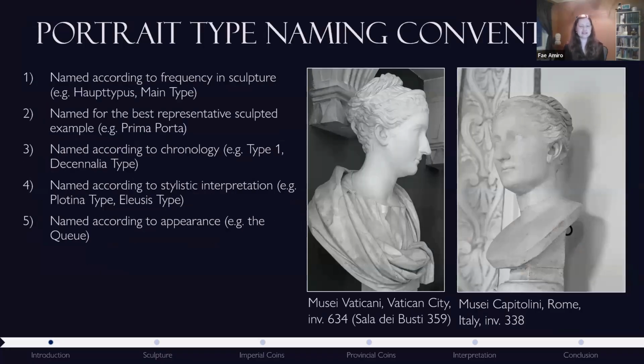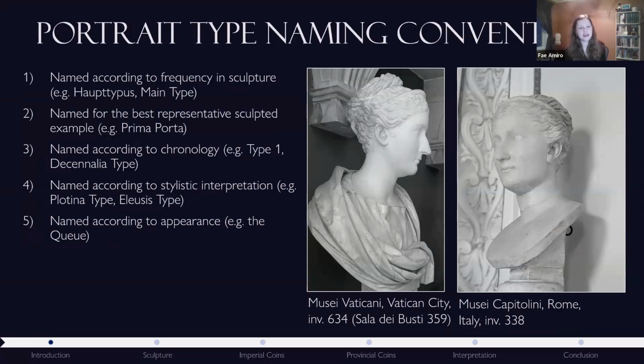Before moving on to the details of the Sabina portraits, I do also want to talk about the conventions of naming portrait types. So in sculpture scholarship, there's five main ways that portrait types are named. When we have a model, we want to be able to refer to it in the scholarship. There are problems with all of them.